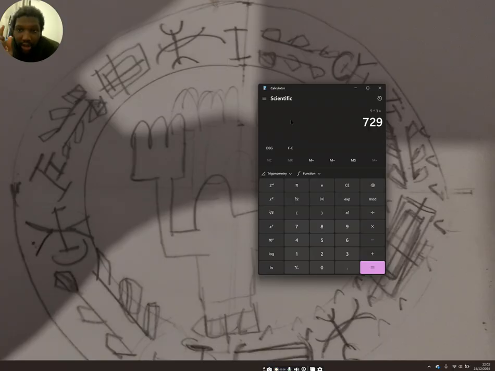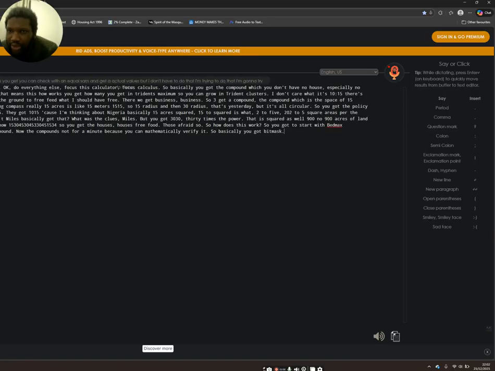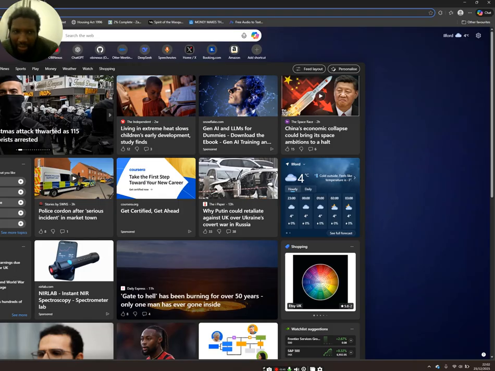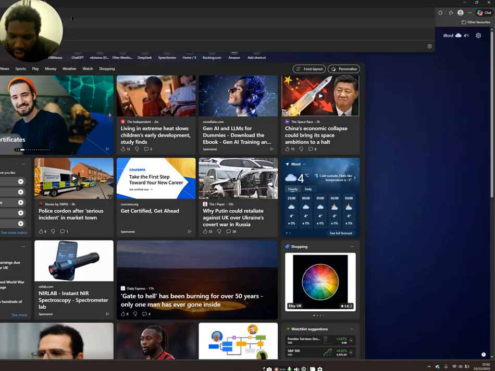So basically, you get a bit mask, and you can check with an equal sign and add some values. But I don't have to do that. Let me try to do that mathematically. I'm going to try to find a calculator. Basically, the system remembers the state. So, a binary calculator.